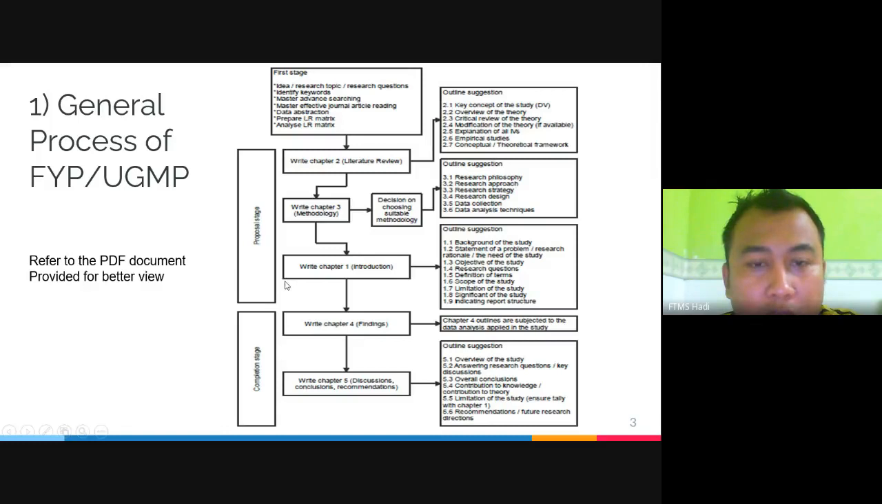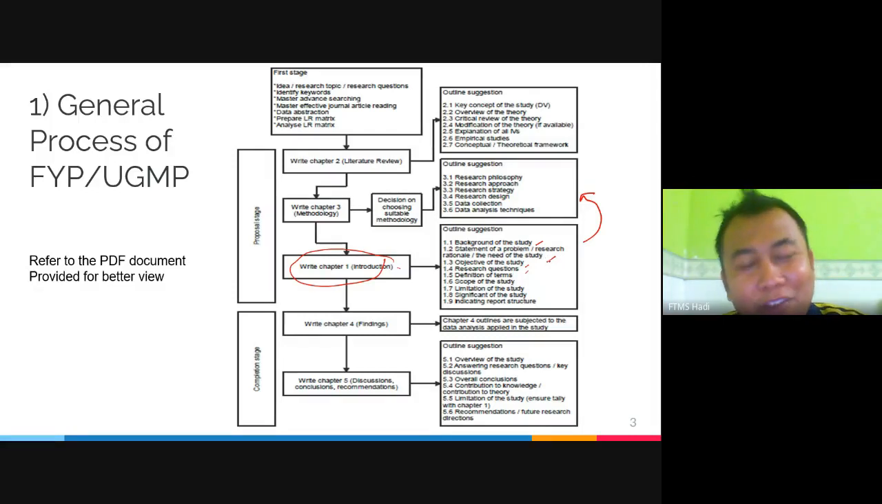The reason we need to do chapter 2 first is because of this problem. If you do chapter 1 first, which consists of the background, statement of the problem, objectives, research questions, and somehow you cannot find the literature that you want. You say, sir, I have a topic. What is the topic? This. Do you have the literature that you want? I'm sorry, sir, I cannot get what I want. So you need to go back to chapter 1 again.